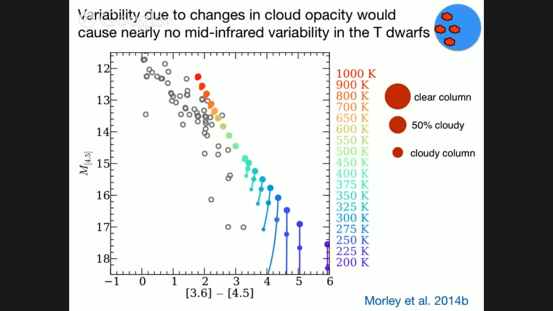We can show the same thing for the mid-infrared. So this is the Spitzer 3.6 minus 4.5 versus 4.5. And you can see that in these T-dwarfs, you expect to see very little variability at all due to just the patchy cloud cover in these atmospheres. You start to see variability really kick in once your water ice clouds start to become optically thick, once you hit temperatures of sort of 350 Kelvin.